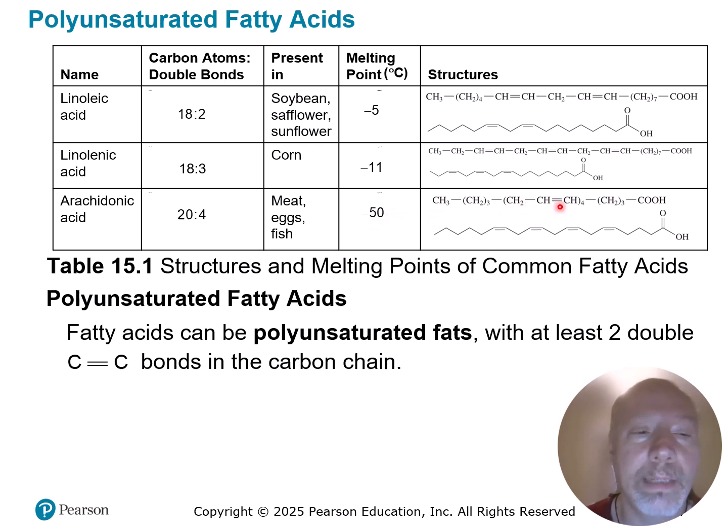So animals and humans might like the use of arachidonic acid. And so we can see the trend here. Linoleic acid is found in soybean and sunflowers and safflower. And linolenic acid is found in corn and corn oil. And arachidonic acid is found in meat, eggs, and fish.